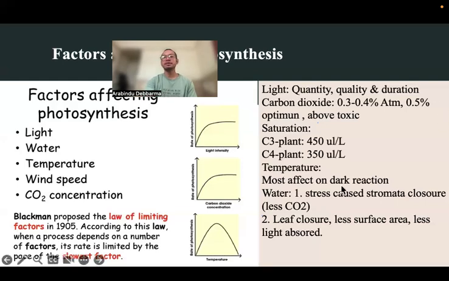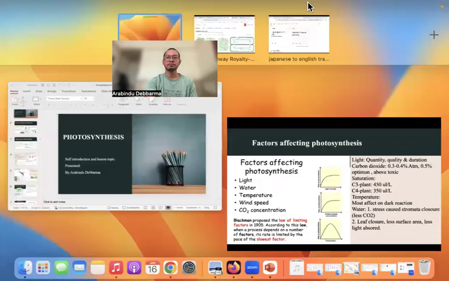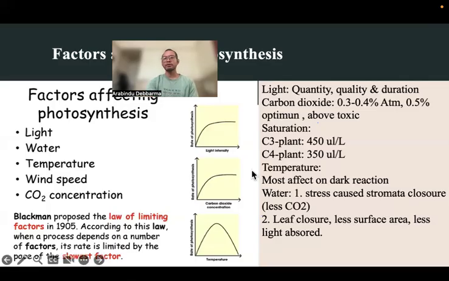Temperature mostly affects the dark time. Temperature will affect mostly the dark reaction. And water stress conditions also will reduce photosynthesis, because it will lead to the closure of the stomata in order to save itself from the release of water, and thus there will be no carbon dioxide and the photosynthesis rate will be hampered.